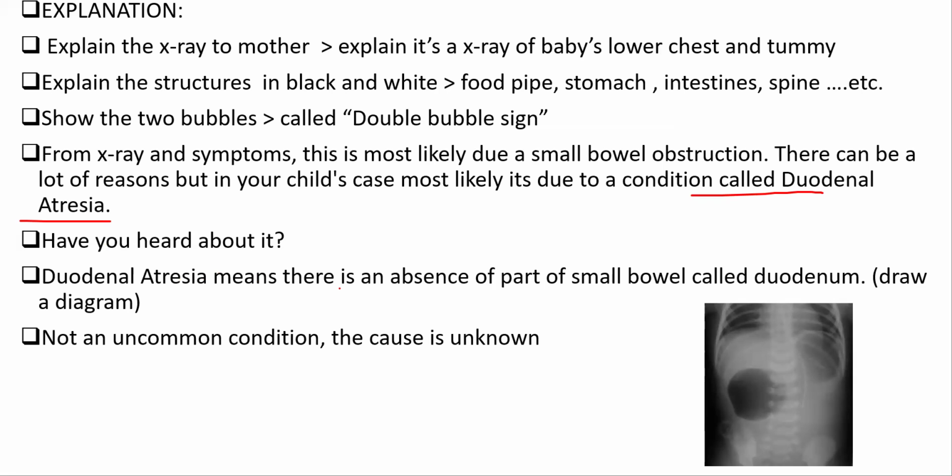No, doctor. Well, duodenal atresia means that there is absence of part of a small gut called duodenum in your baby. If I want to explain in detail, when you try to feed your baby, the breast milk goes through his mouth into the food pipe, then it goes to his stomach, and then it goes to the small gut. The first part of the small gut is what we call duodenum. In your child, unfortunately, this first part is missing.